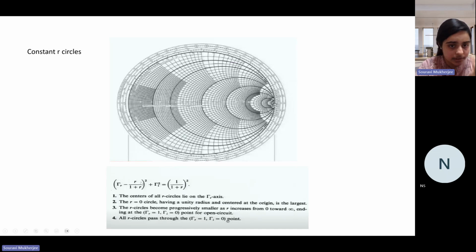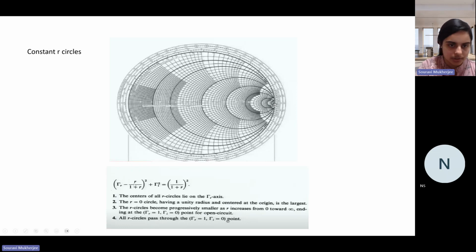Okay. And this gives you the coordinates. So r by 1 plus r comma 0 gives you the coordinates of the center of your circles, right? And this gives you the radius of your circle. Okay. So what this tells you is that the centers of all circles lie on the gamma r axis. What I mean by the gamma r axis is this line. So as you can see, for all of these cases, it is along this line, right?